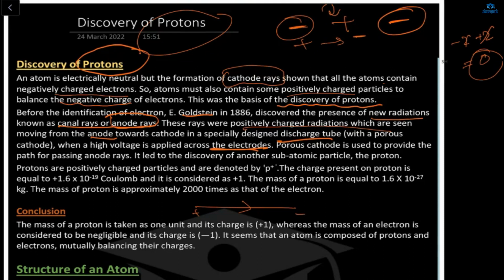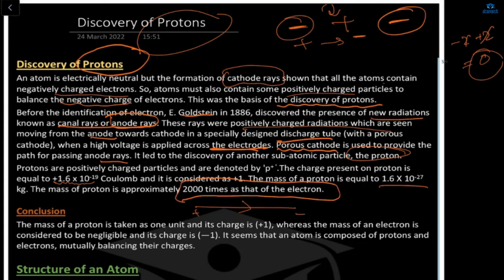The porous cathode is used to provide the path for passing the anode ray, which is the positively charged particle. It led to the discovery of protons, which have a charge of plus 1.6 into 10 to the power minus 19 coulomb, and it is considered as plus 1. And the mass of proton is this many kg. The mass of proton is approximately 2000 times that of the electron. Means the mass of proton is very high.